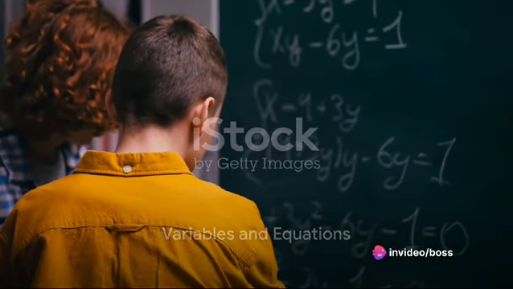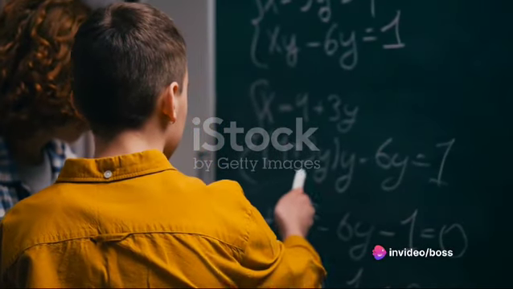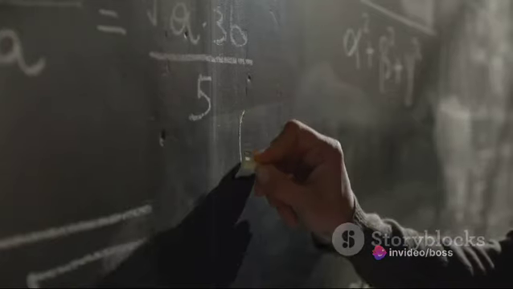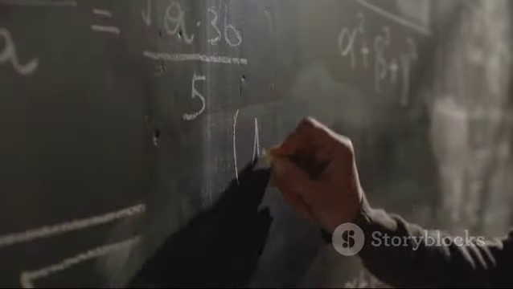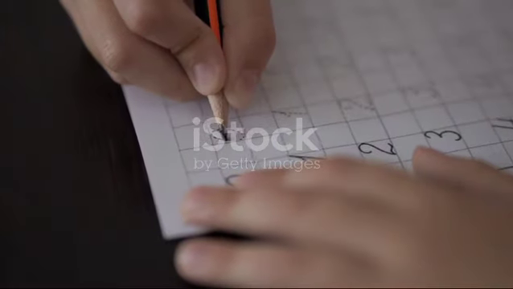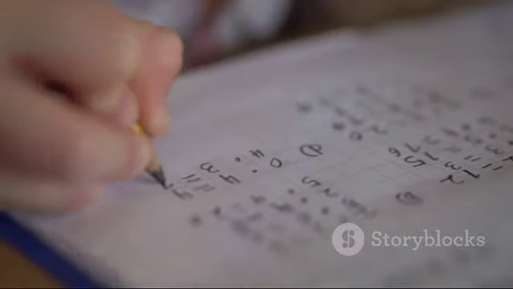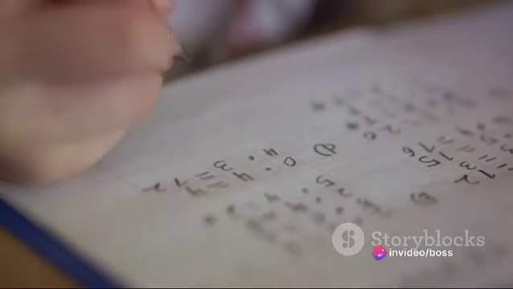In algebra, we use letters to represent numbers that we don't know yet. These letters, often X, Y, or Z, are called variables. Think of them as placeholders or wildcards, waiting to be replaced with the right number.